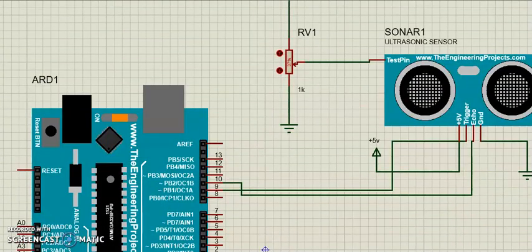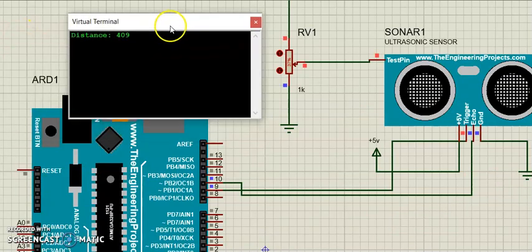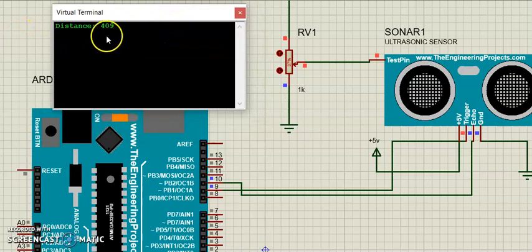So now let us run this simulation in Proteus. I am going to run it now. So I have run it. You can see here a distance of 409. Again after 5 seconds it is going to print a distance of 409, because we have not changed the resistance value yet.